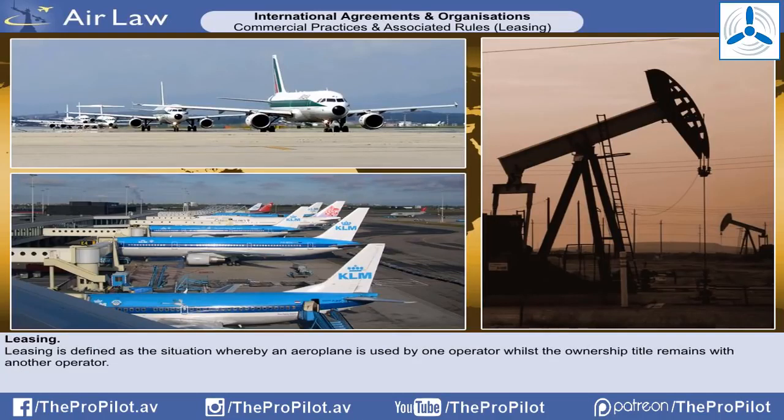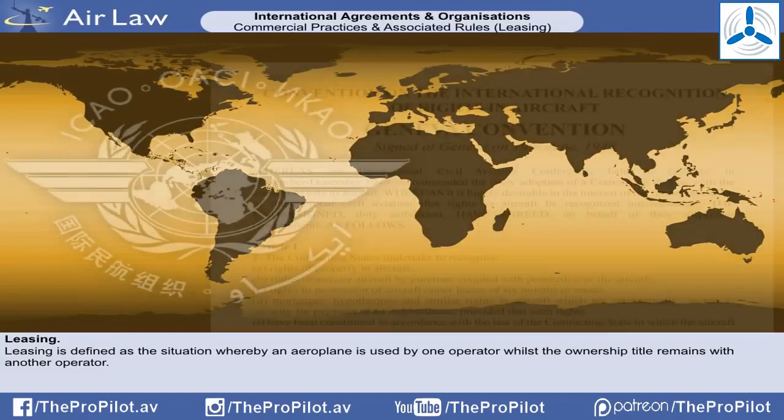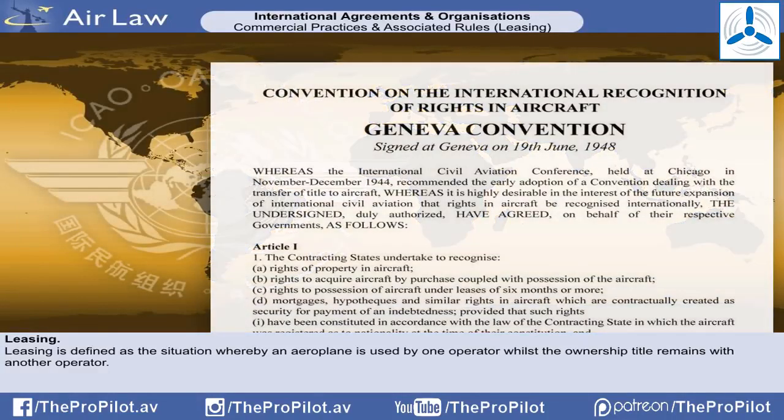To survive, smaller organizations turned to the leasing of aircraft to minimize their costs. This meant that the whole issue of liabilities, insurance and safety urgently needed addressing, and this was recognized by the ICAO as early as 1948, through the Convention on the International Recognition of Rights in Aircraft. Leasing became defined as the situation whereby an aeroplane is used by one operator, whilst the ownership title remains with another operator. The following terminology is generally used with regard to the leasing of aircraft.